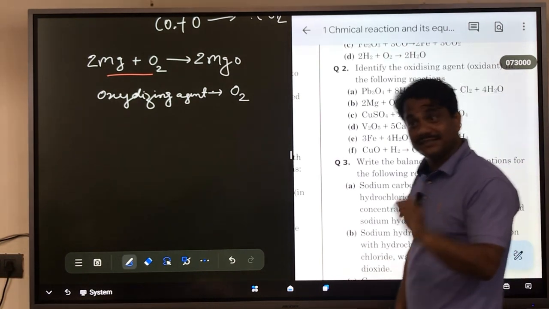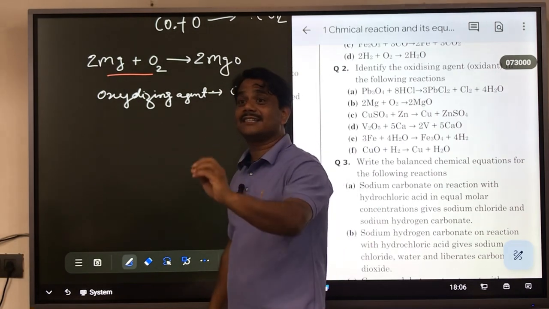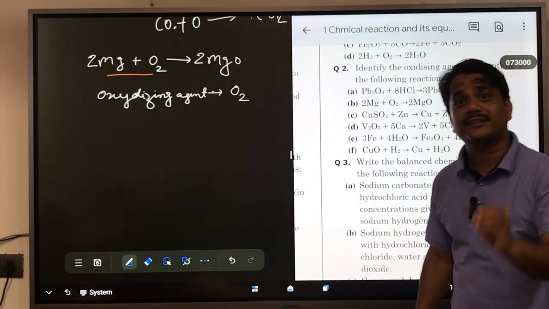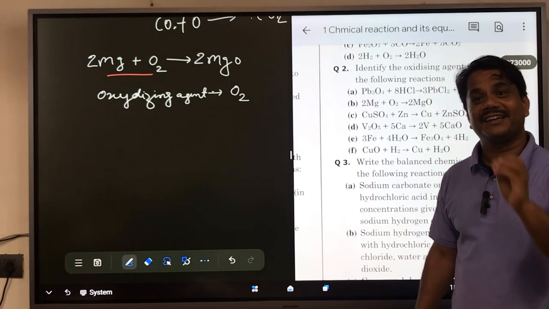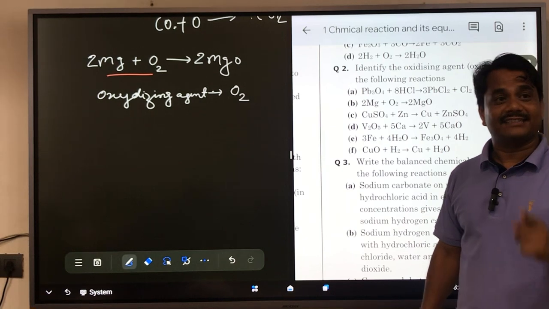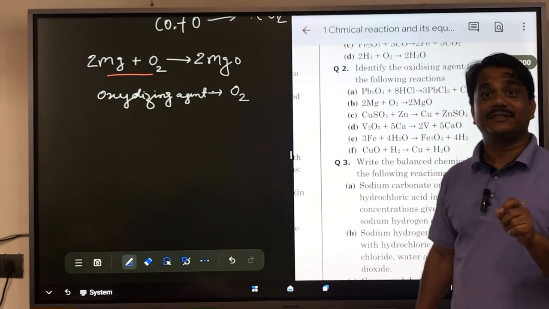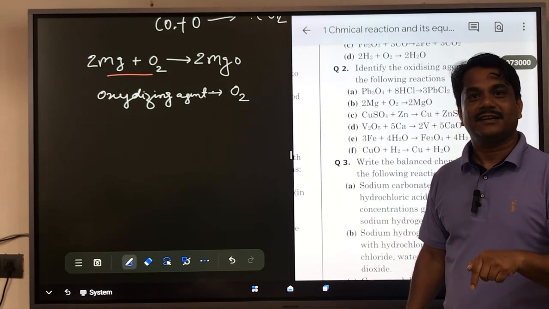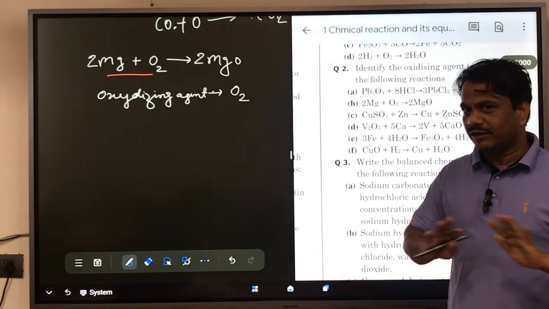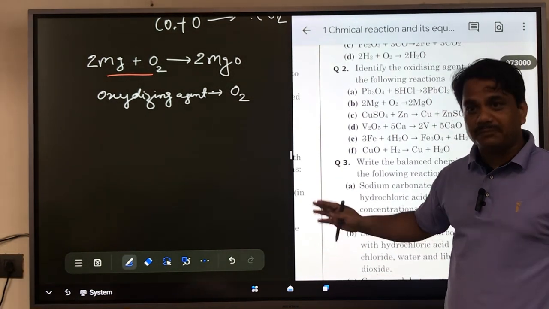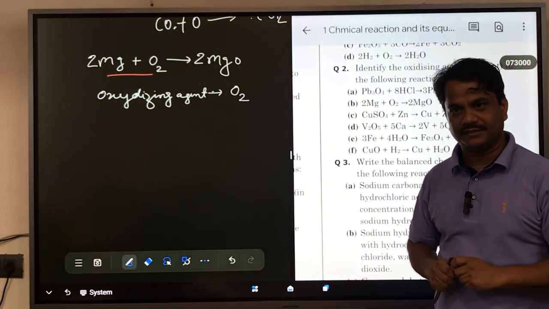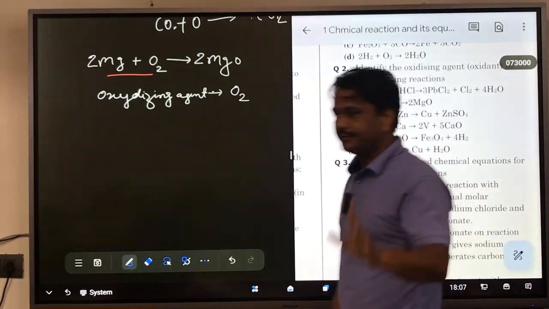The system which is giving oxygen atom is the oxidizing agent. The system which is giving hydrogen atom is the reducing agent. The substance which is getting oxidized is the reducing agent. The substance which is getting reduced is the oxidizing agent. Clearly? No confusion. Don't go with positivity increasing, negativity, you will study this later in 11th class. Understood?